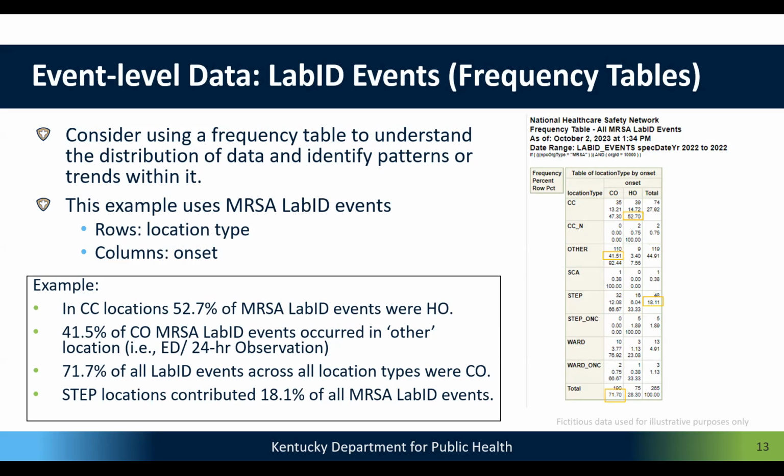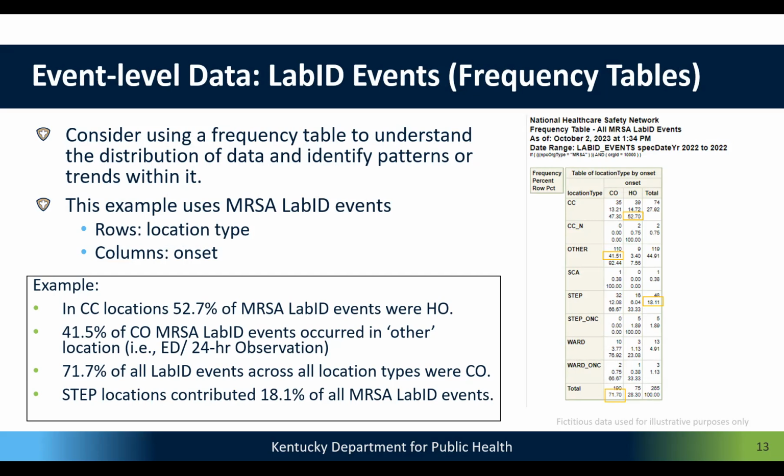In our example, we've set up our frequency table with the rows representing the different location types within a healthcare facility. These could be various units or areas where patients receive care. On the other hand, the columns are dedicated to the onset of MRSA Lab ID events. We're interested in understanding when these events occurred.